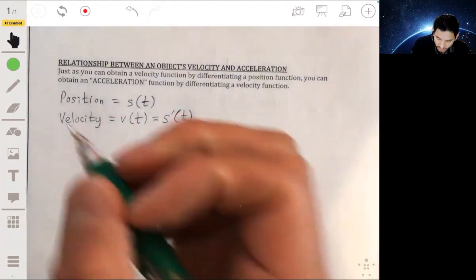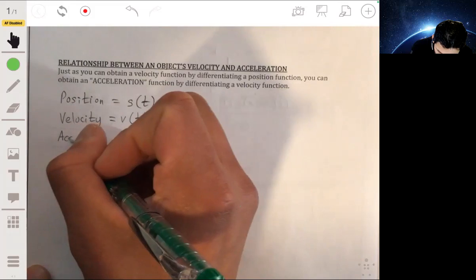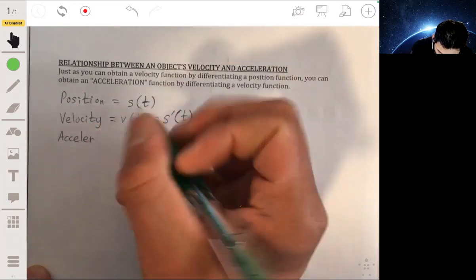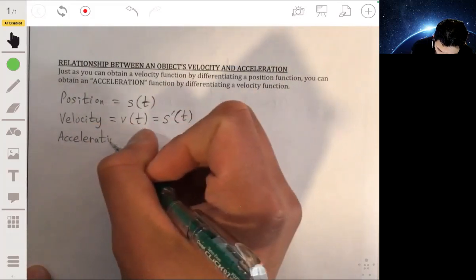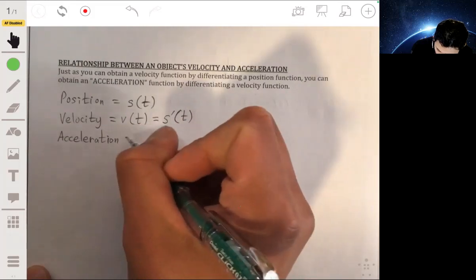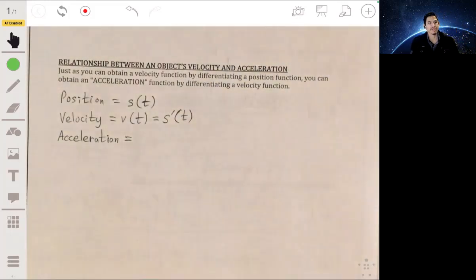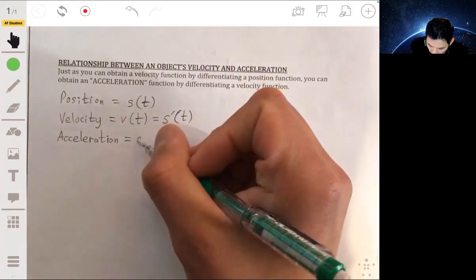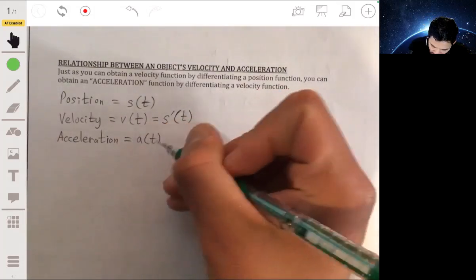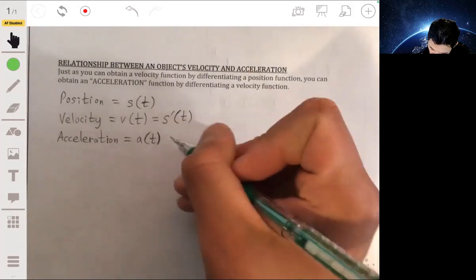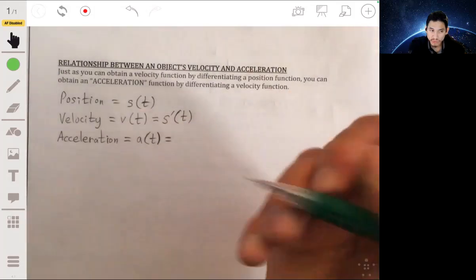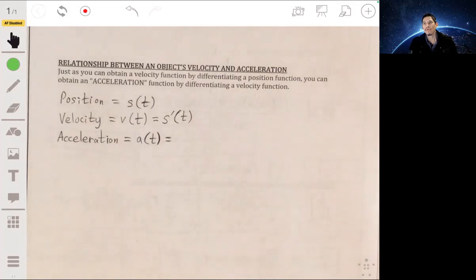Now, you probably all know about acceleration. When you're driving down the freeway and you've got that open lane, you're probably going to hit that gas pedal, so you're going to be accelerating. So what does that mean? Well, acceleration, which we typically represent as a of t, describes how fast you're increasing your speed. It describes the rate of change of your speed.